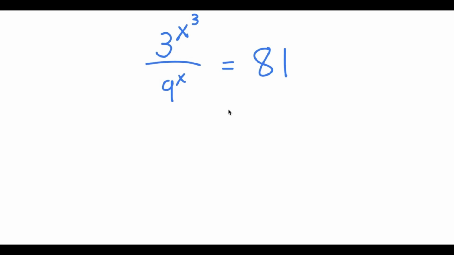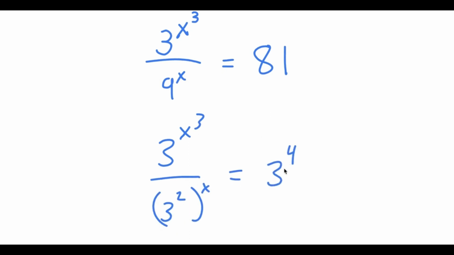Alright, so in this problem, I have 3 to the power of x to the power of 3 over 9 to the power of x is equal to 81. So I'm going to first write 9 to the power of x as 3 squared to the power of x. And then we write 81 as 3 to the power of 4.